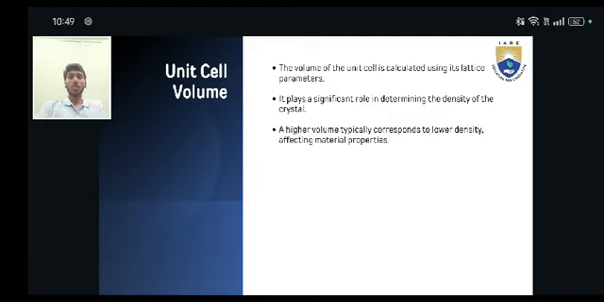V equals a times b times c times the square root of 1 plus 2 cos alpha cos beta cos gamma minus cos squared alpha minus cos squared beta minus cos squared gamma, where a, b, c are the edge lengths of the unit cell and alpha, beta, gamma are the angles between the edges.